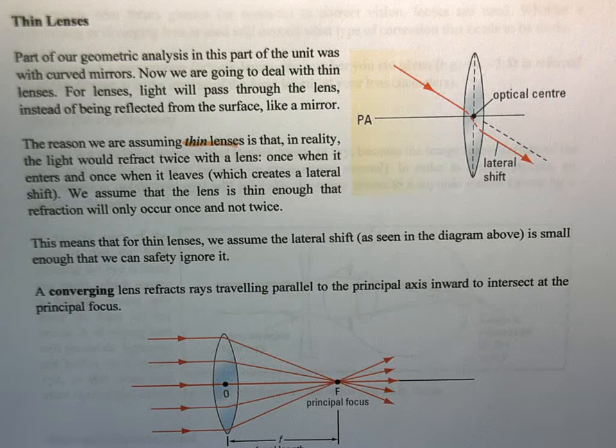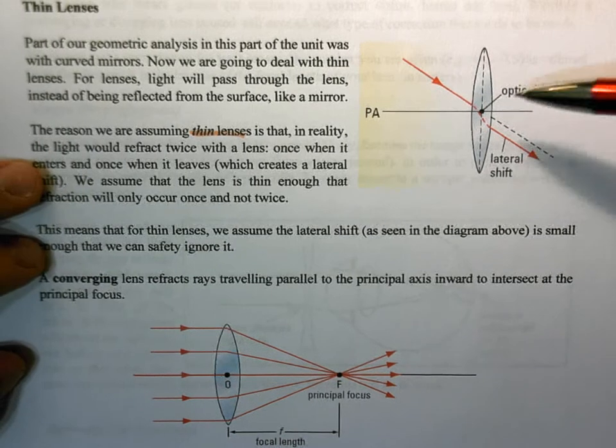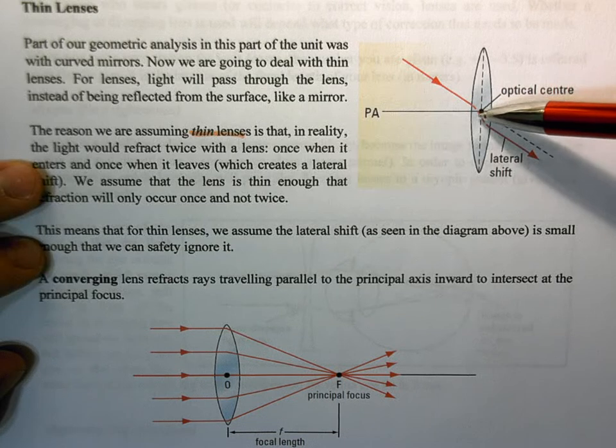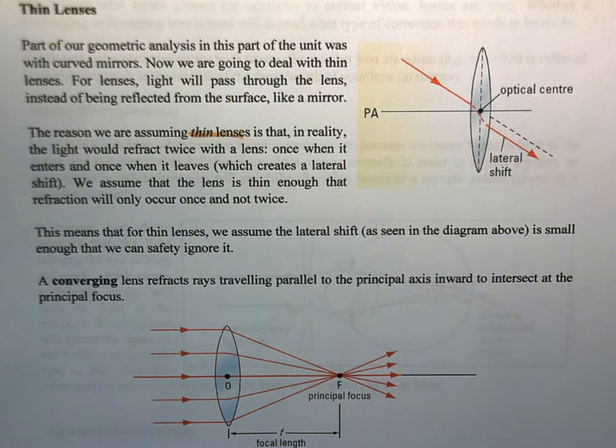Now, you'll see the word thin lenses. The reason we're assuming thin lenses is we only want to assume that the light, when it enters the lens, only refracts once. This simplifies our math and our geometry a little bit. Whereas in reality, when light first enters a lens, it's going to refract, and then when it exits the lens, it's going to refract again, and it's going to create this lateral shift. We don't want to deal with that in high school, and we're not going to do that. So our main thing is we are dealing with thin lenses.